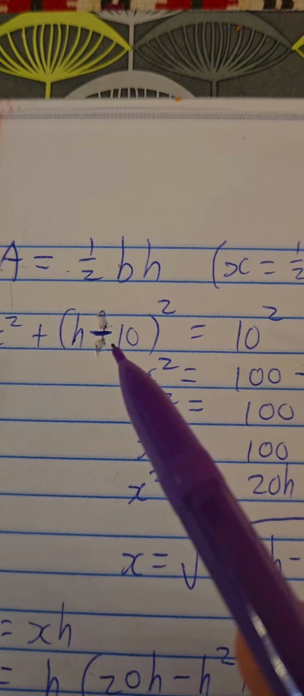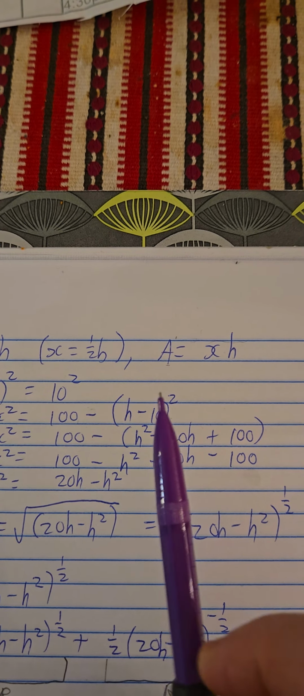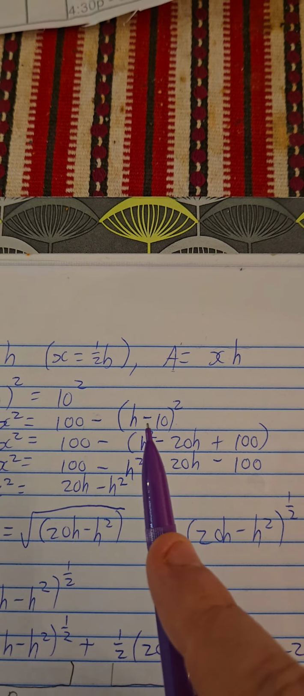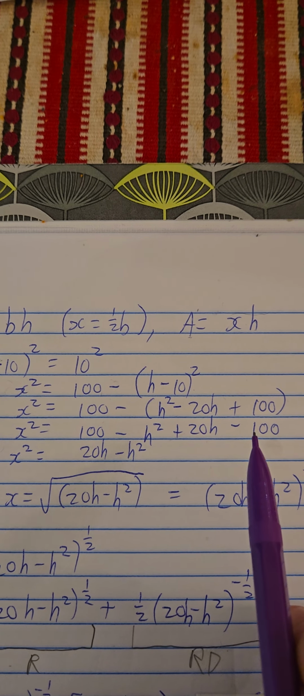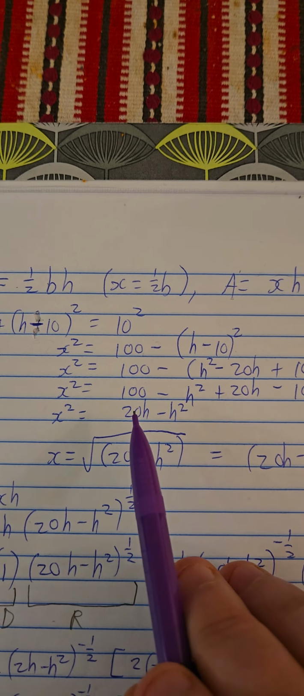X squared equals 100 minus that bracket. The amount you do in each step is whatever you're comfortable with. I first multiplied out that bracket: h squared, minus 10h minus 10h is minus 20h, minus 10 squared is 100. That's h minus 10 times h minus 10. When you undo the bracket, the signs change: h squared becomes minus h squared, minus 20h becomes plus 20h, plus 100 becomes minus 100. Those hundreds cancel out. X squared equals 20h minus h squared. That's what we're left with if we remove 100 minus 100.